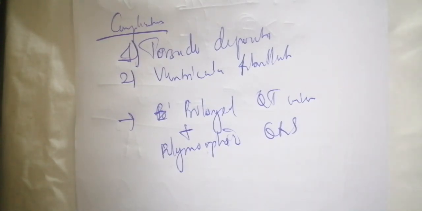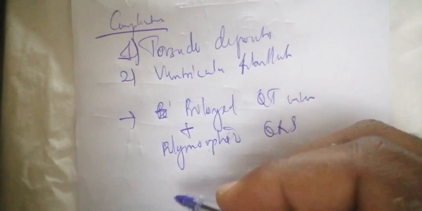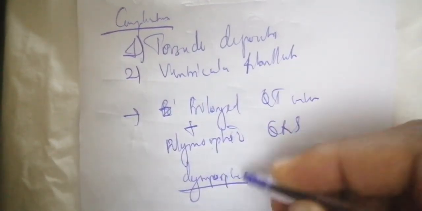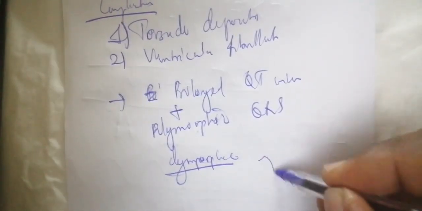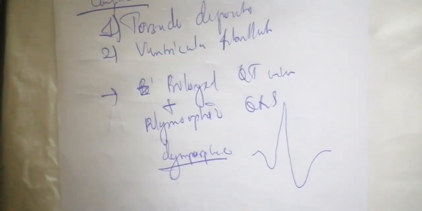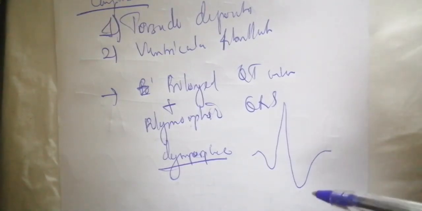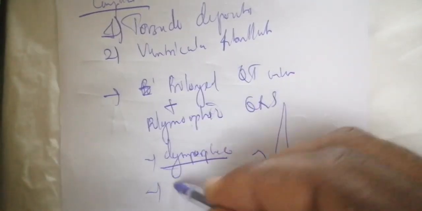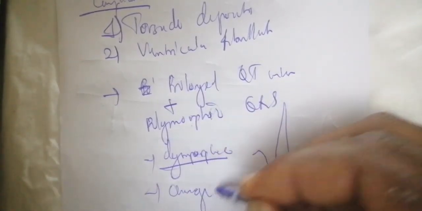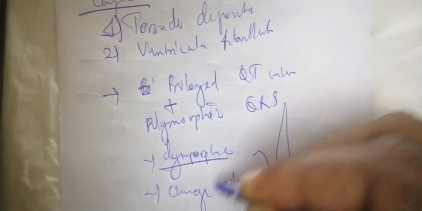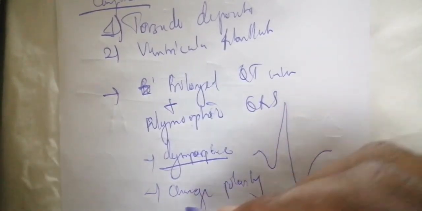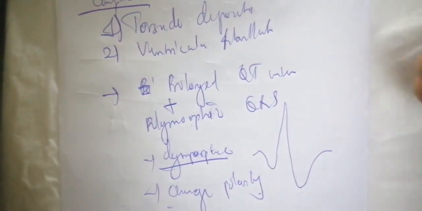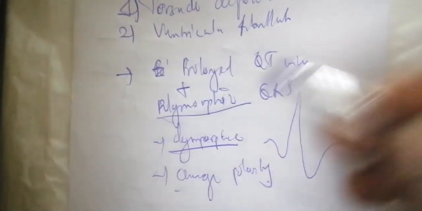The polymorphic QRS complexes are QRS complexes that are dysmorphic. This is one QRS complex, a dysmorphic QRS complex. These dysmorphic QRS complexes also have a change in polarity or a change in amplitude, and that is called a polymorphic QRS complex.